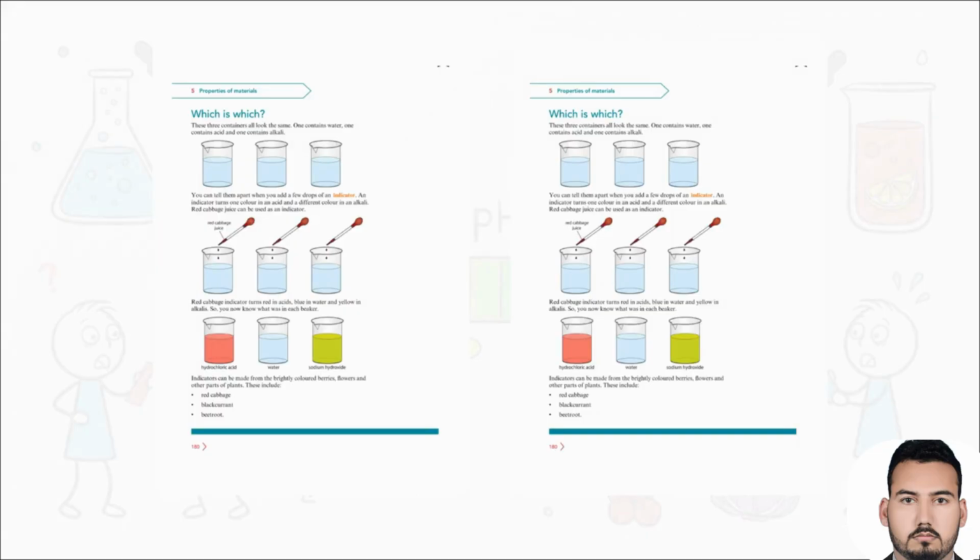Now, the really cool thing is that these indicators aren't just cooked up in a lab. They're actually hiding out in nature. Take red cabbage juice, for example. When you drop it into hydrochloric acid, boom, it instantly flashes this brilliant red. But drop that exact same cabbage juice into sodium hydroxide, which is an alkali, and it turns yellow. Same cabbage, totally different chemical reaction.